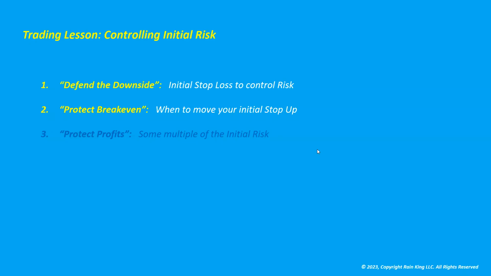So in this trading lesson on controlling initial risk, we've talked about how we defend the downside with our initial stop, and we've talked about our number two priority, protecting the break-even line, and when to move up the stop. I hope this has been helpful. Part three, which will be a separate GMU video, will be how we protect our profits and scale out of positions to give us upside, but also protect some of the profits.